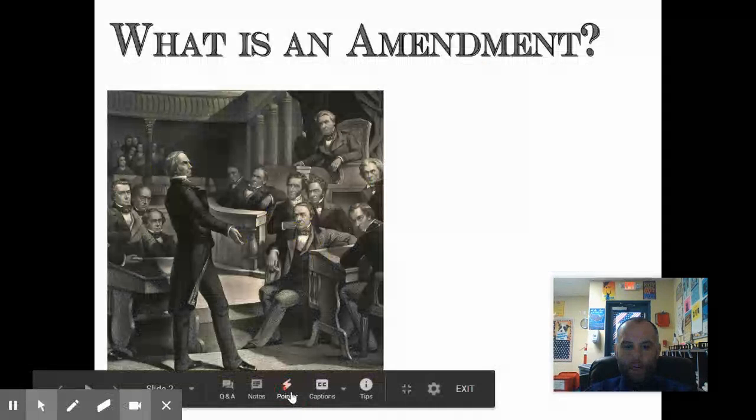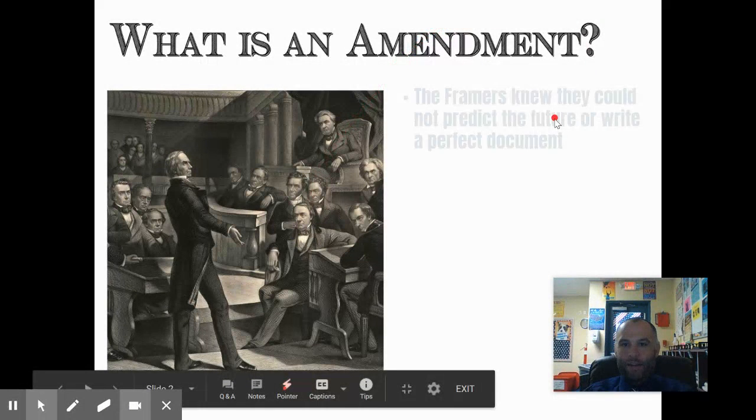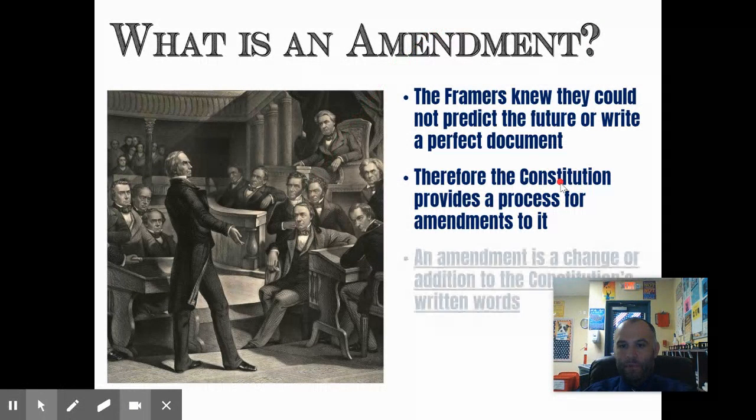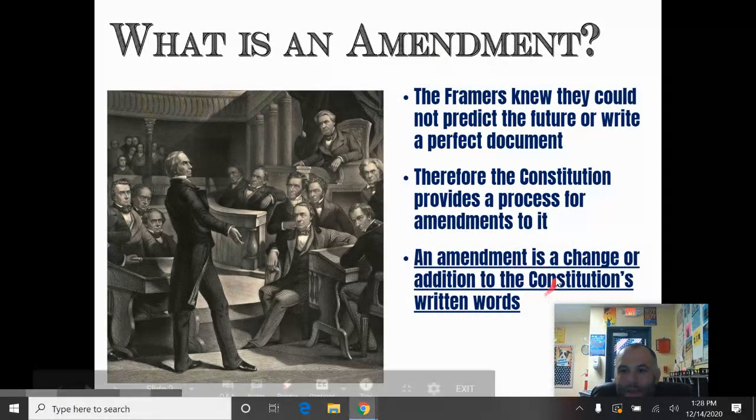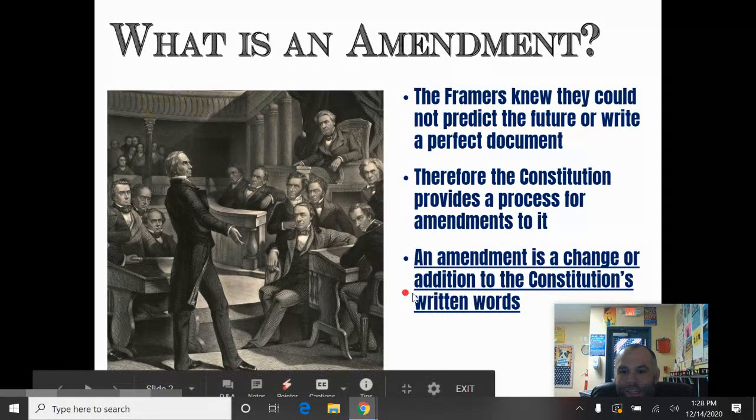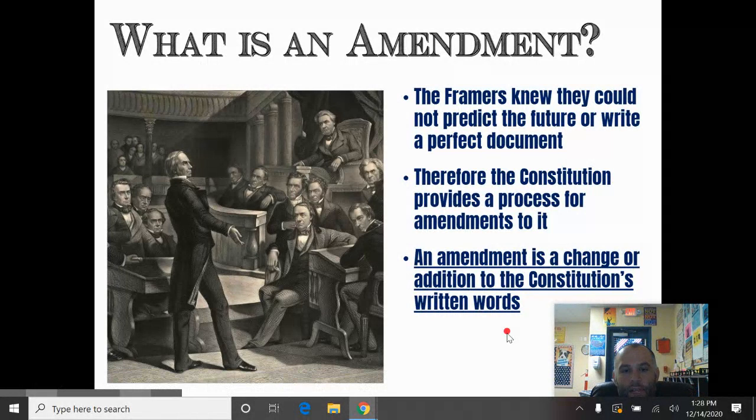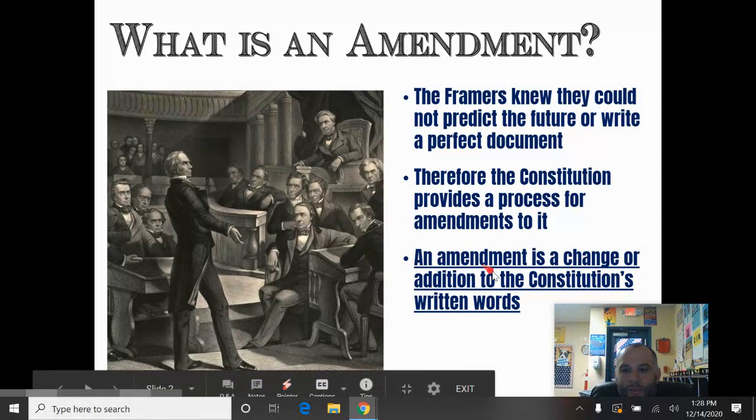All right, let me get my little pointer here. Okay. So what is an amendment? We've talked about them a little bit, but let's review them. An amendment is a change or an addition to the Constitution's written words. Our founding fathers knew that the Constitution was not perfect, so they created it to be a flexible document that could be changed when things arose in society that needed to be addressed. And so an amendment means a change to the Constitution.